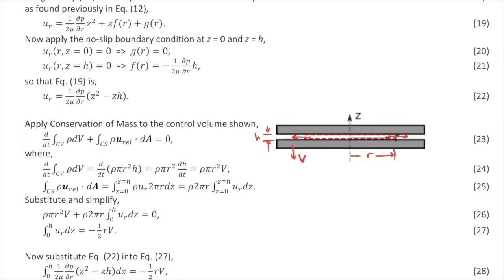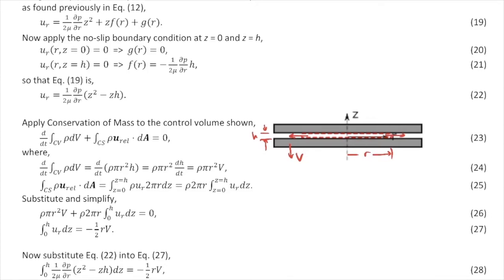We'll integrate that over the height h, so we're integrating from z equals 0 to h. Here's the density. The velocity relative to the control surface coming out is just u sub r, the radial velocity. That's this velocity right here. Then the area through which it's flowing is going to be 2 pi r, the circumference going around the outside of that disk, like a circle looking from above, times dz, which is just a little bit of height in the vertical direction. Keep in mind that u sub r is a function of z. We saw that right up here. That's why I have to integrate.